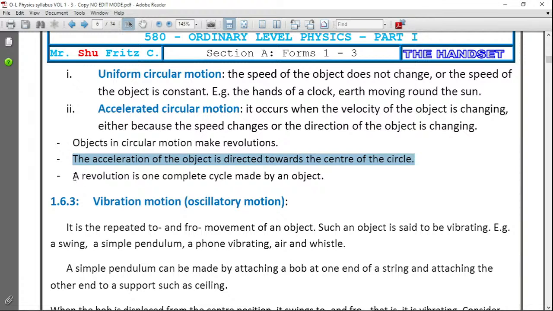Now, what is a revolution? A revolution is a complete cycle or oscillation. So a revolution is one complete cycle or oscillation.